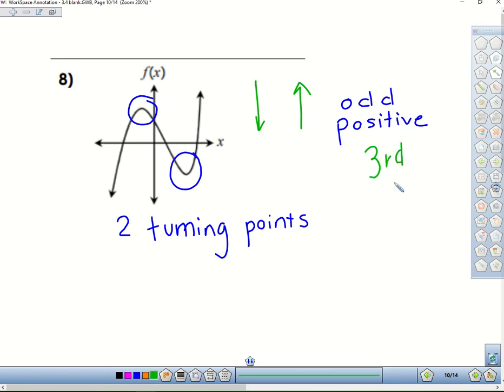Good. 3rd degree. And what do we call a 3rd degree function? We have a name for this one. Cubic. Very good. So this is an odd positive cubic function. Odd positive cubic function. So any questions about this so far? All right.